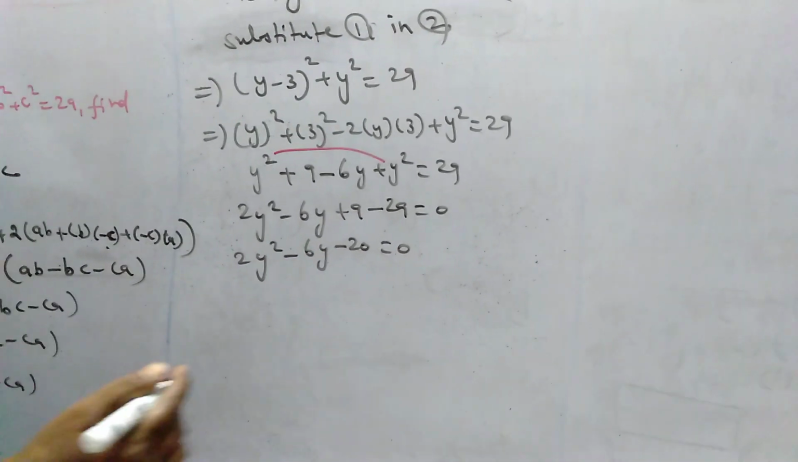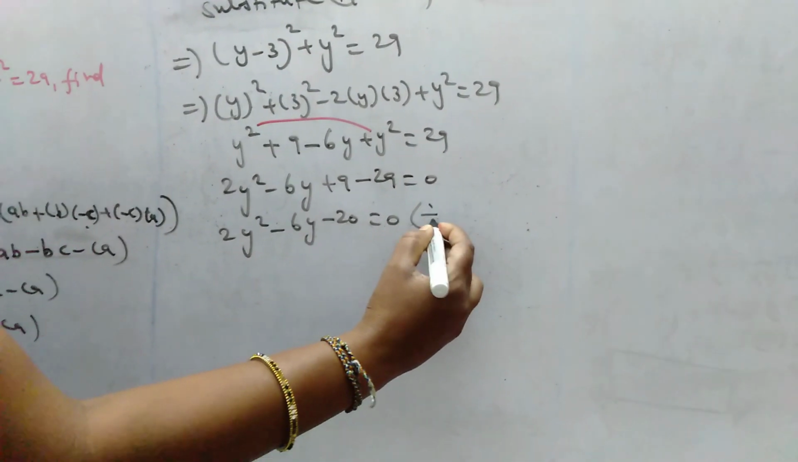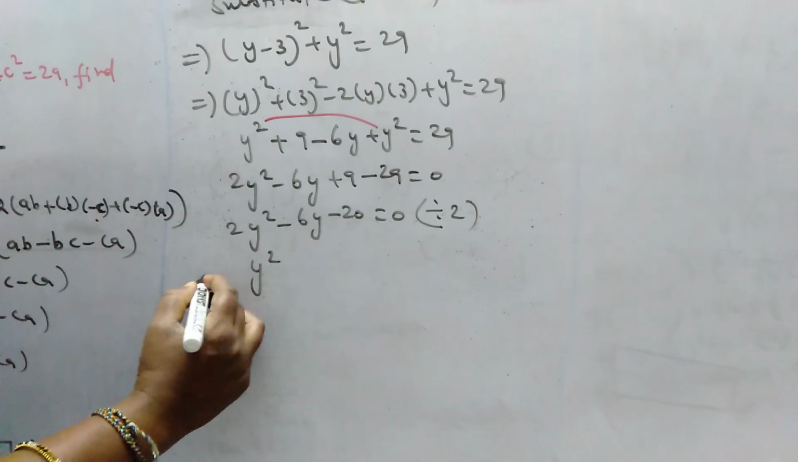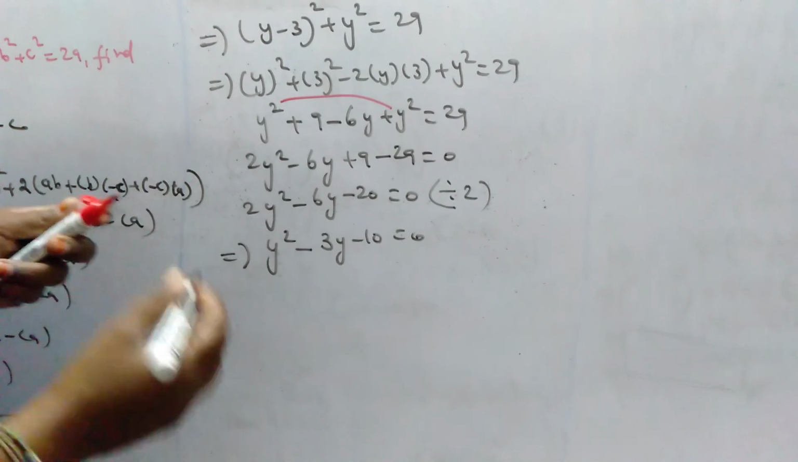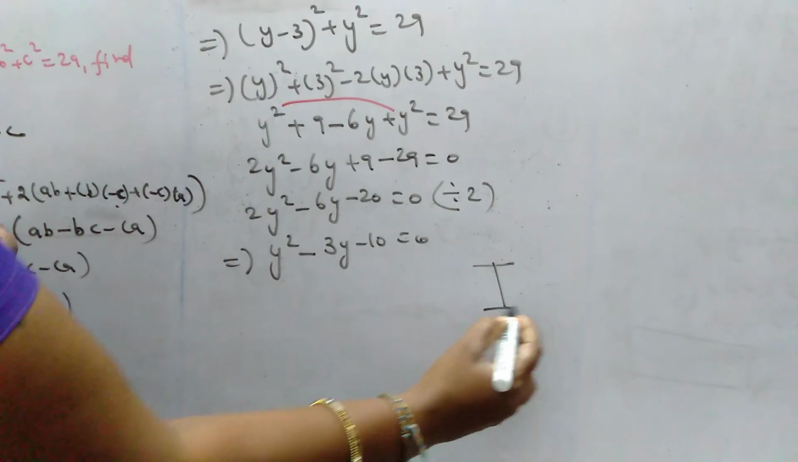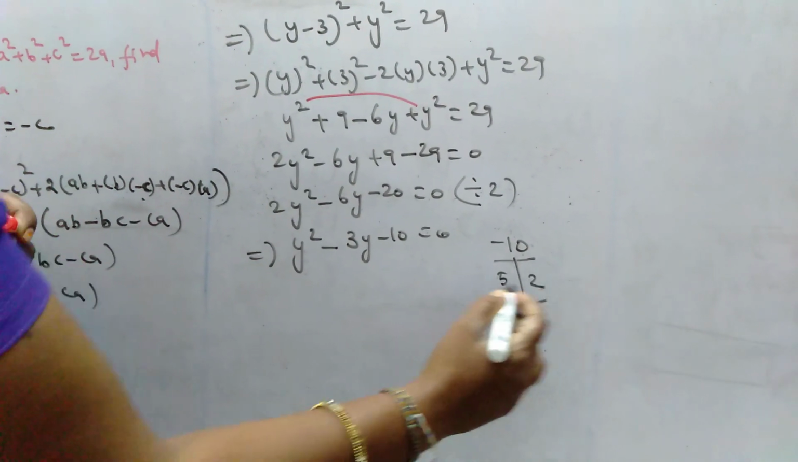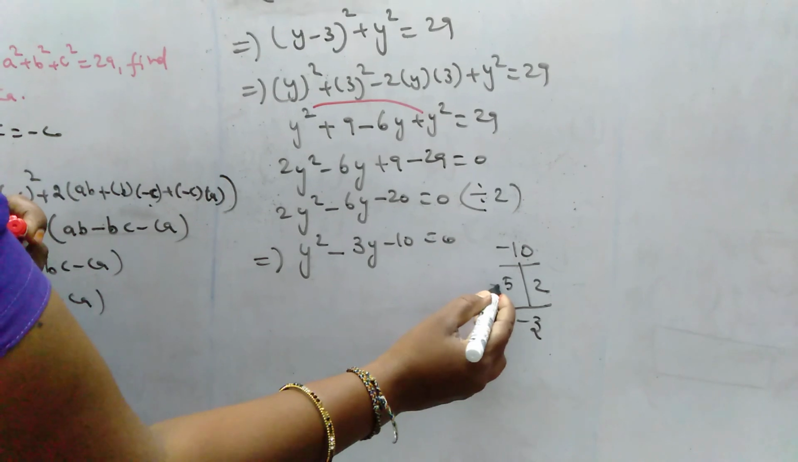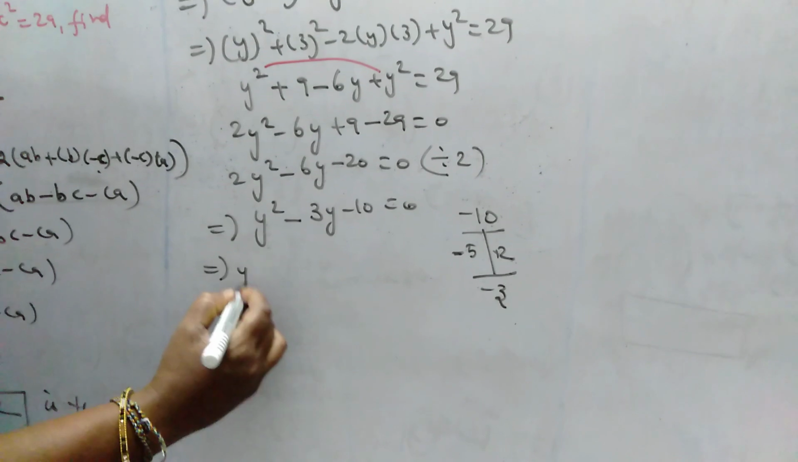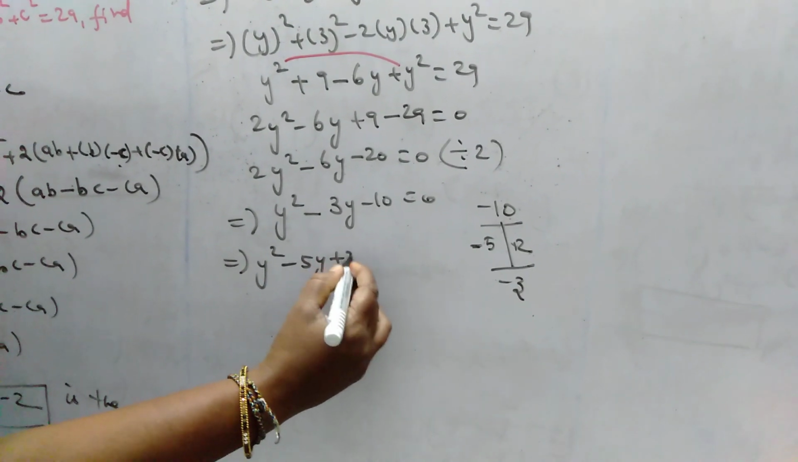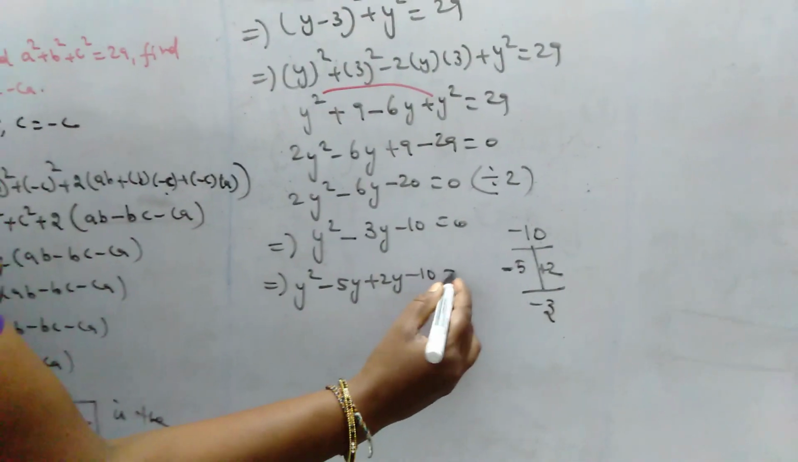All these terms, last year you have studied the quadratic equation, right? That factorization. Divide all this by 2. So y square minus 3y minus 10 equals 0. Then we want to find the product here, which is minus 10, and the sum minus 3. So 5 twos are 10. So we put the minus sign with 5 and plus sign with 2. So y square minus 5y plus 2y minus 10 equals 0.